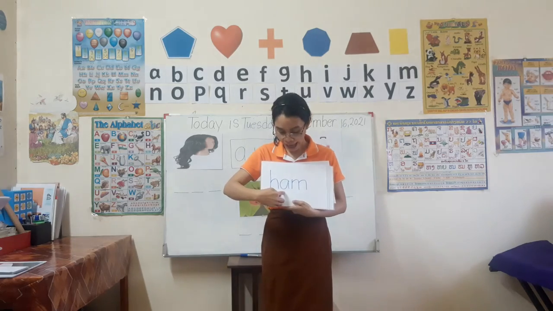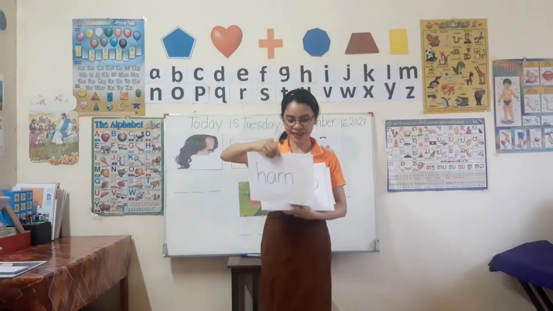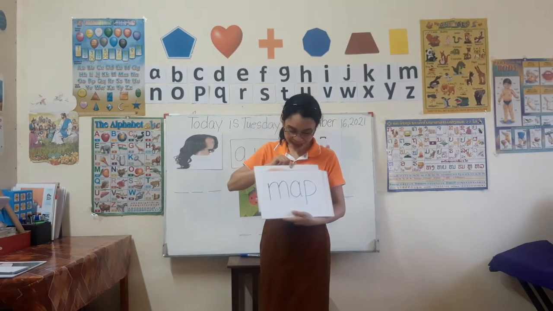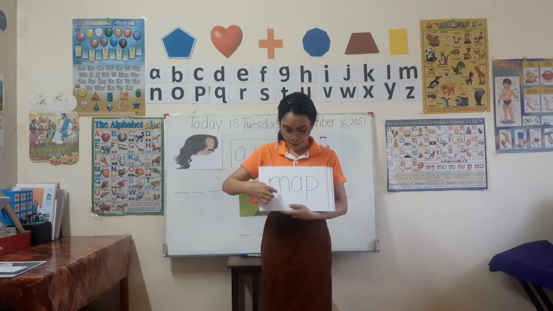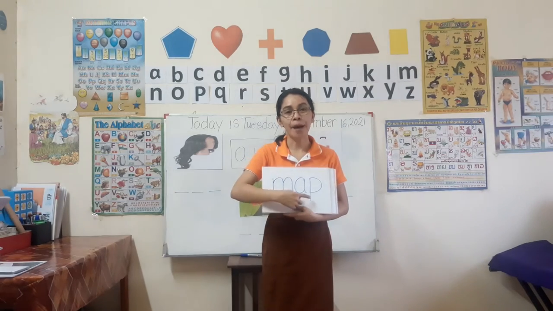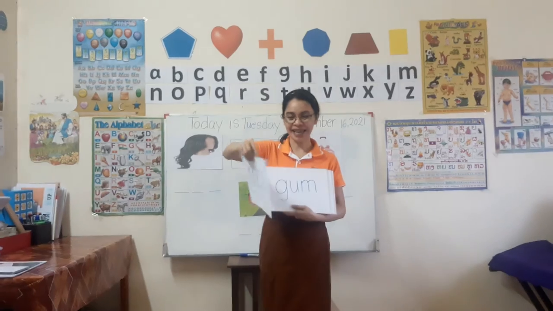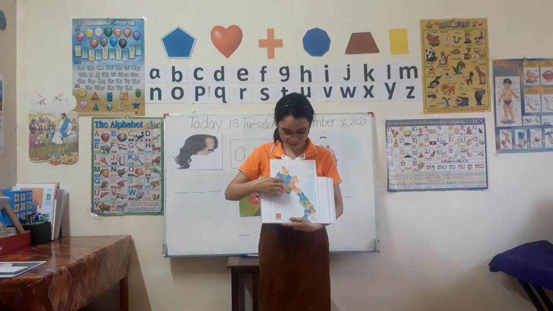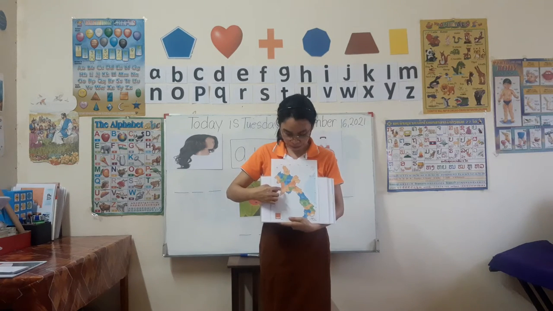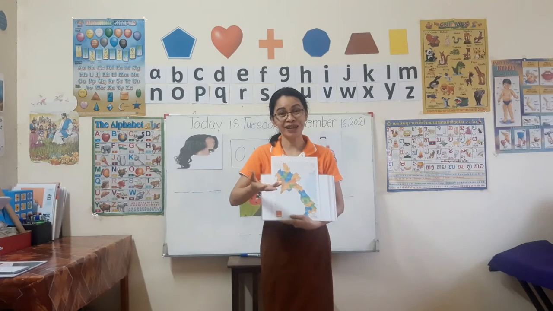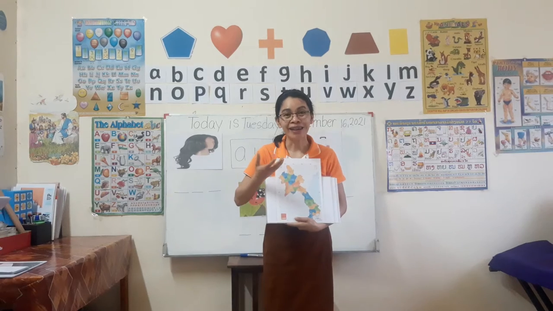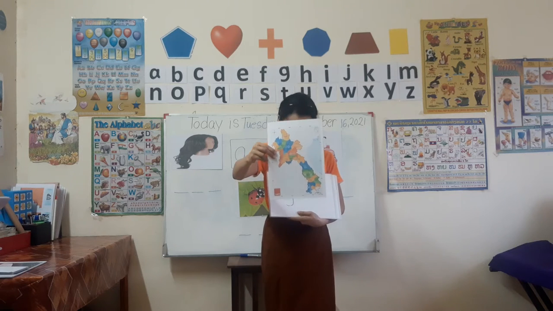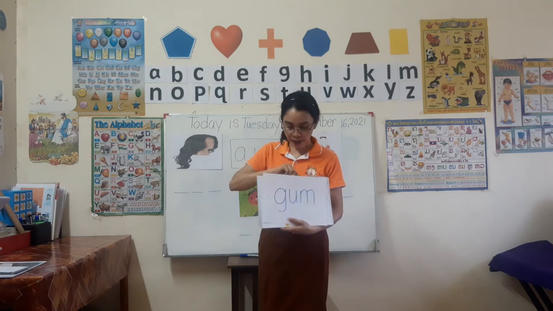Next. Ham. Okay, so this is a ham. This is so delicious. Next. Map. Okay, this is the map of Laos, your country. You can find many places and see the places of Laos by using a map. Okay, map.